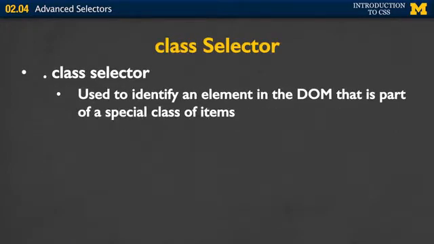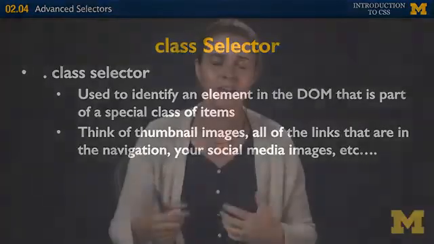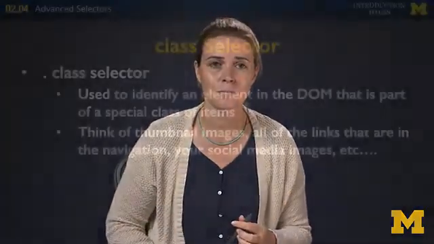Class selectors are similar to IDs, but the difference is that classes can apply to a range of elements, not just one particular element in the DOM. So think of thumbnail images or the social media icons. It's this idea of, you know what, I want to be able to style a big group of things all in the same way, but I don't want to necessarily style all of them that way. You don't want all of your images to be thumbnails, but you want a lot of them to be.